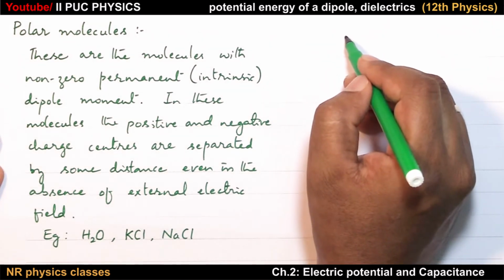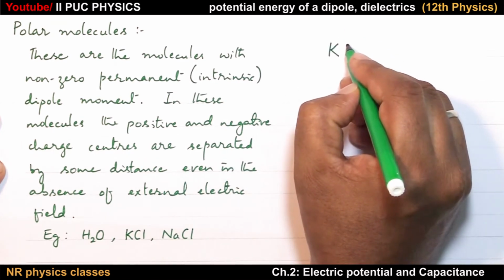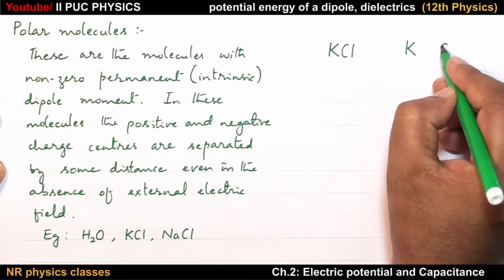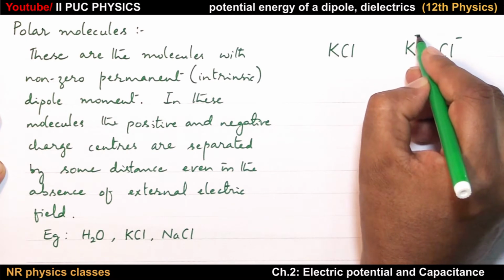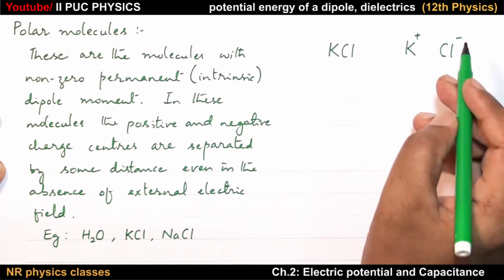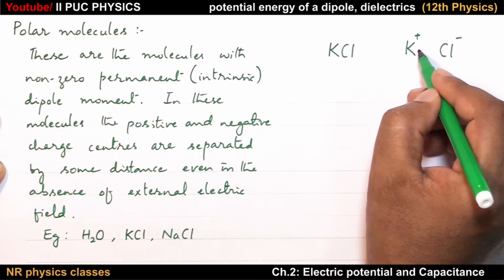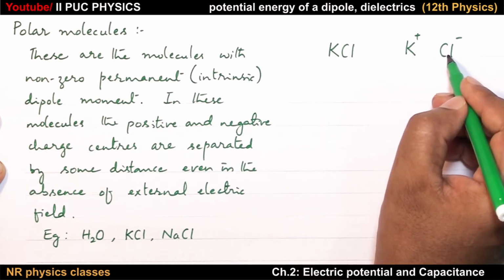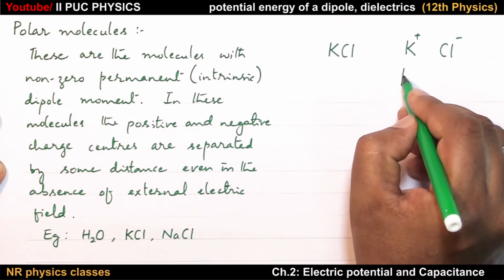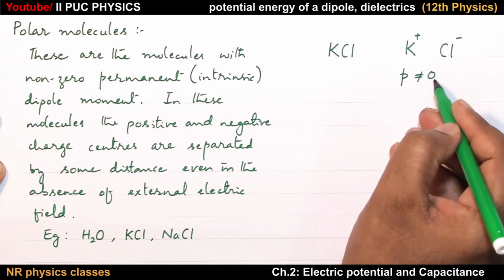even in the absence of external electric field. Now let this be a water molecule, or the simplest case, KCl. If it is potassium chloride, then K plus and Cl minus. This is an ion, this is another ion, negative, positive. Equal and opposite charges separated by a small distance means this is an electric dipole, and this electric dipole has a dipole moment which is not zero.